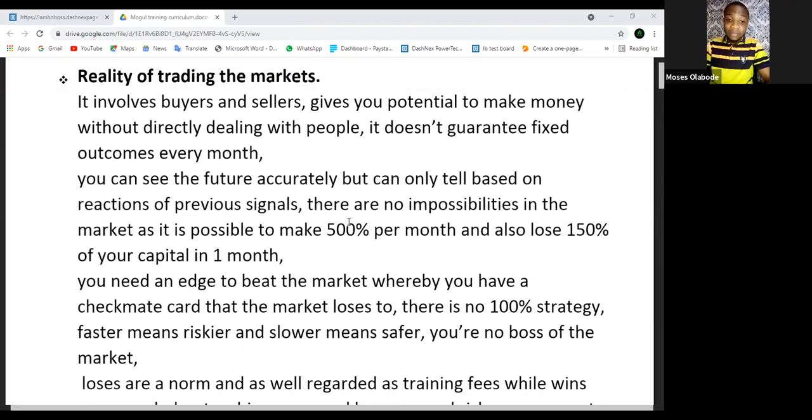There are no impossibilities in the markets, okay? It is possible to make 500% per month, and it's also possible to lose 150% of your capital in 1 month, okay? So it depends on how you approach the market, because if you want to be greedy with the market, the market will also be greedy with you, okay? So there are no impossibilities. When you see someone saying, wow, they made 500% of their capital, well, it's possible. But then it's also possible that they lose all of that too, right? It's possible that they lose all of that and then that's the end, right?